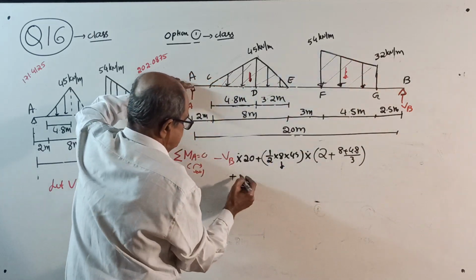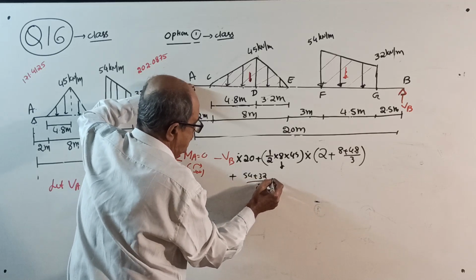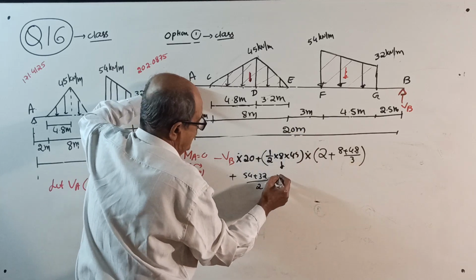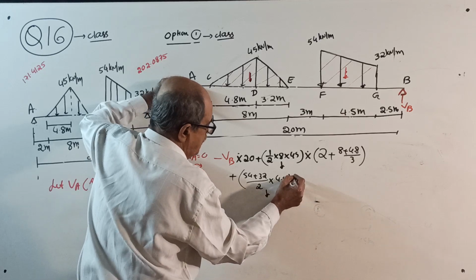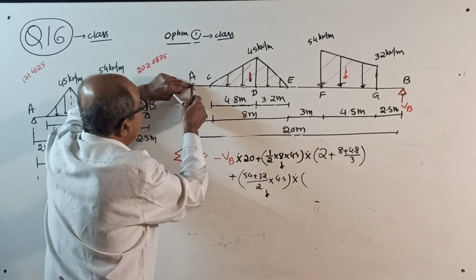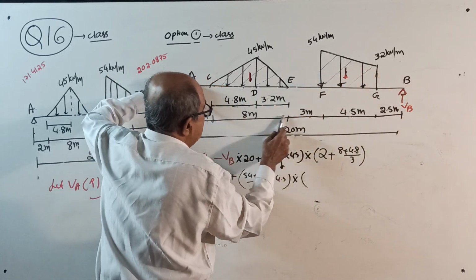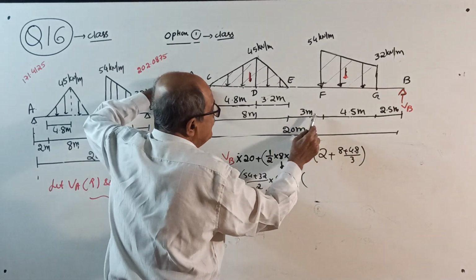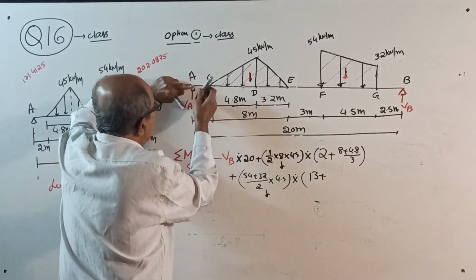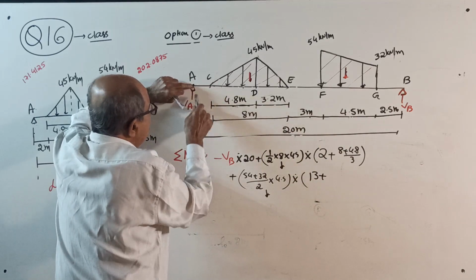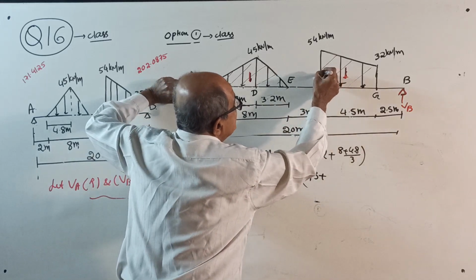This total load, 54 plus 32 divided by 2 into how much? 4.5 is the total load, multiplied by the distance from here to the line of action, which is 2 plus 8, 10. 10 plus 3 is 13. 13 plus, from here, moment about A you are taking.